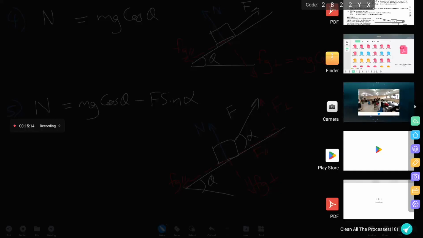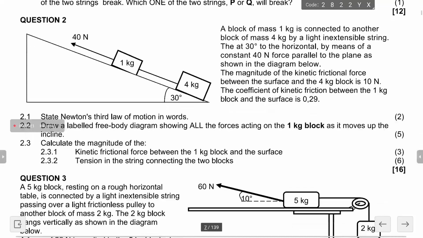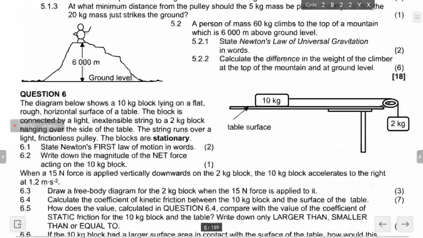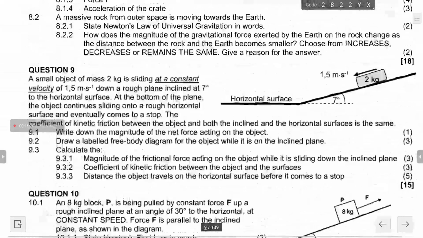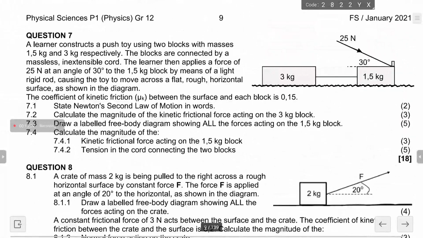So let's consider the application by looking at one of the documents from Free State, which is the revision document 2021. We are going to start off by looking at question number 7.